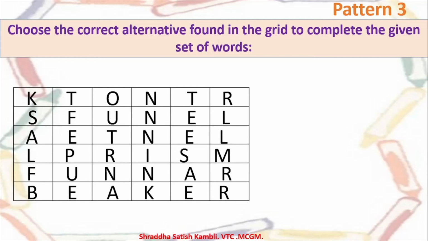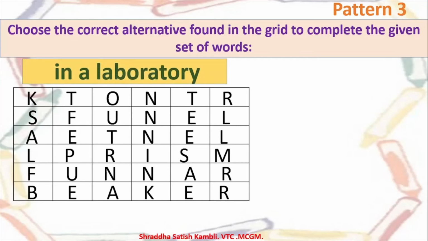Now what words have you found out? You're supposed to find out words related to a laboratory. So which are the words that you will associate with, or what are the things that we will find in the laboratory? So this is the set of words. Okay, so you have burner, prism, beaker and dash.